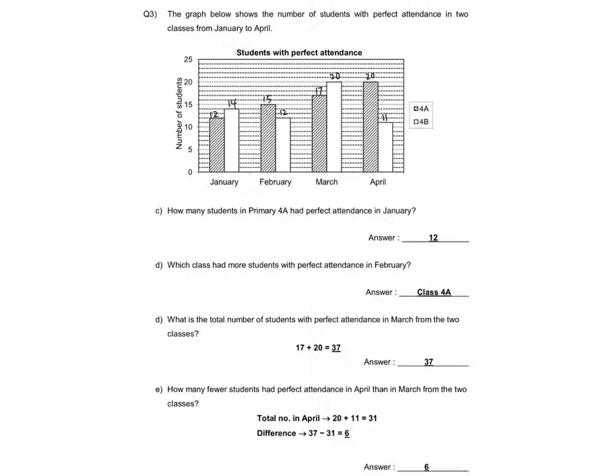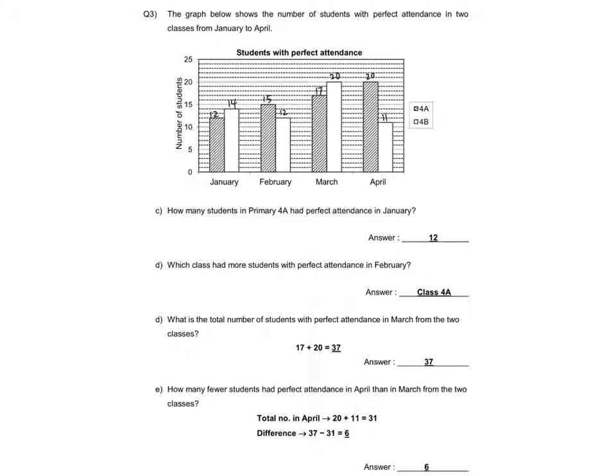The number of 4A who have perfect attendance, how many students? All these numbers show the students with perfect attendance. In January there is 12 for 4A, so that's the answer. Which class has more students with perfect attendance? It's comparing 4A and 4B. Which one has more? In February, you can see from here, 4A obviously has more. So 4A is the one.